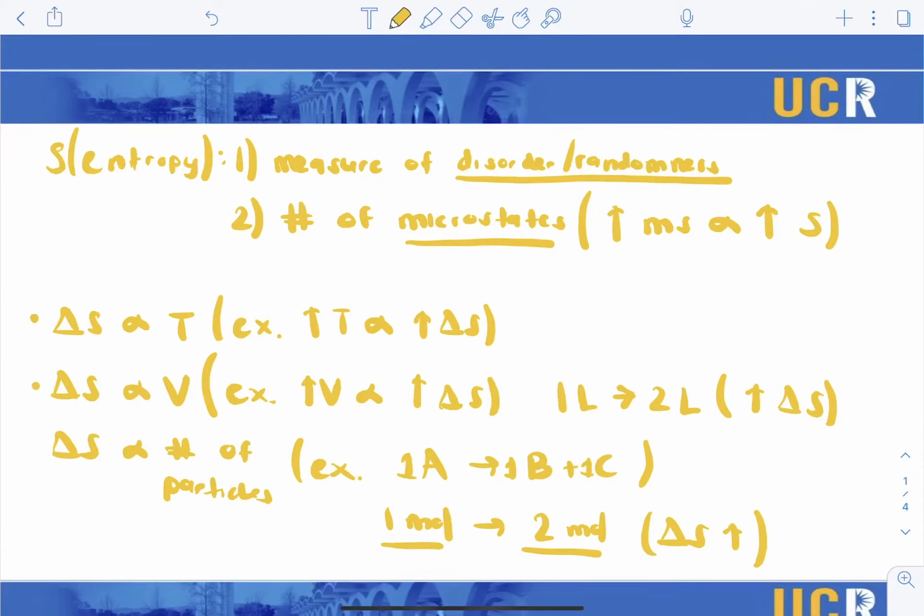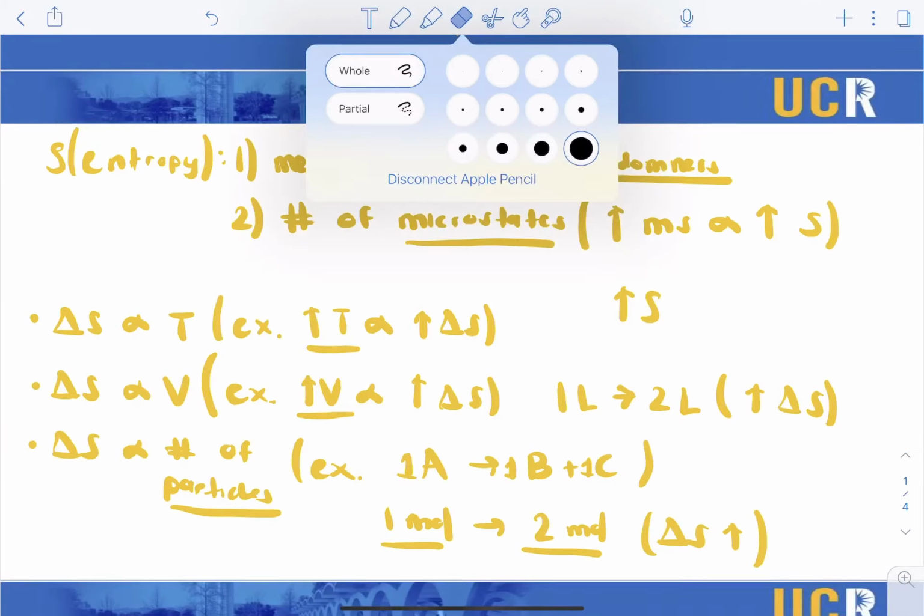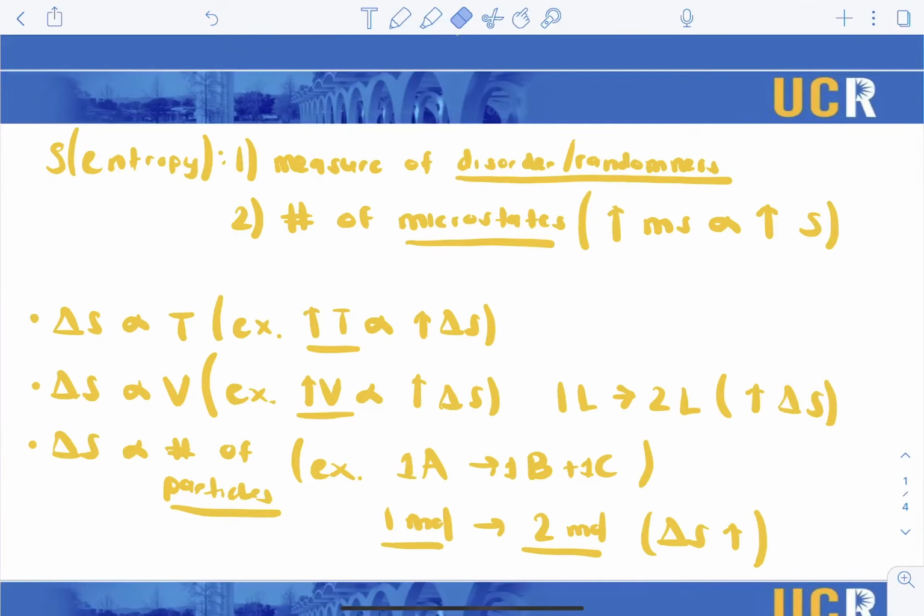These are the three proportionalities to keep in mind when you're thinking about entropy: increased temperature, increased volume, and the number of particles. You can also think of an increase in volume as the same thing as a decrease in pressure. So they're the same concepts.